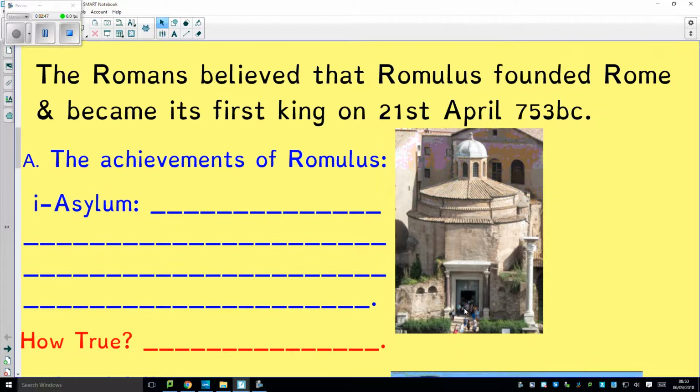How true? Not really true. Romulus didn't do this, but that was the law, we think, in early Rome. It's how Rome grew, by taking in anybody. You didn't have to be born there to be Roman. And the Romans did have a system whereby if you were a slave and you were freed, you became a Roman.